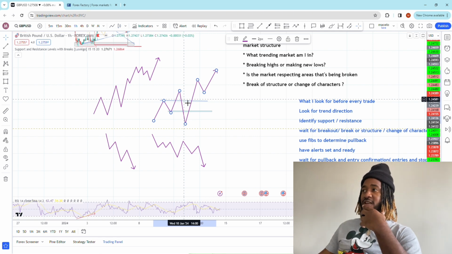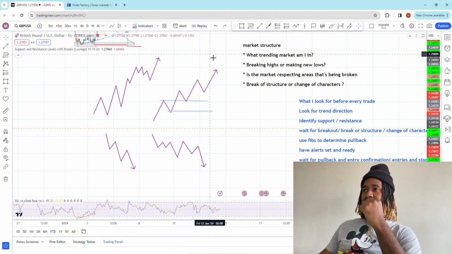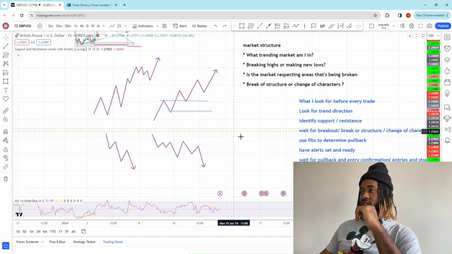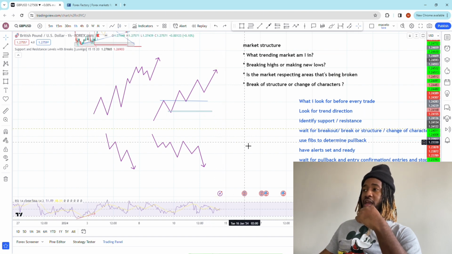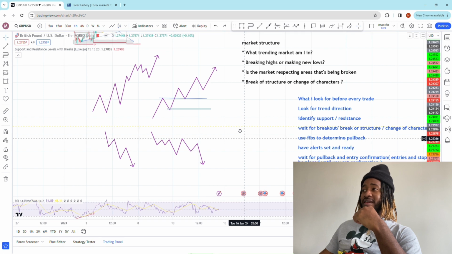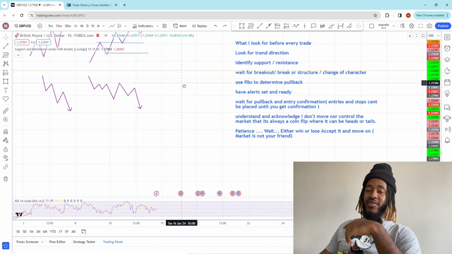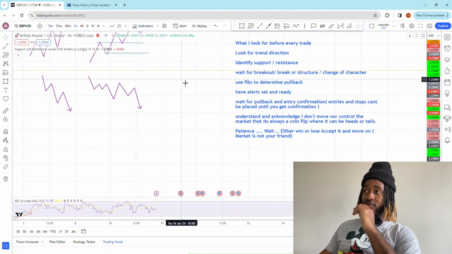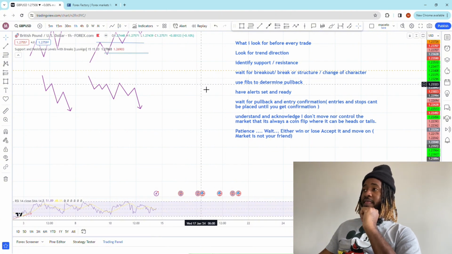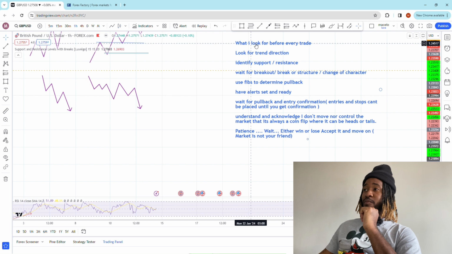You understand? So those are things that I look at, that I had to back test when I started my journey, my solo journey. So now for me, when I started back testing, this is how I identify any trade that I could get into. Any trade I get into, this is what I do. I look for what I look for before every trade, right? So what do I look for?